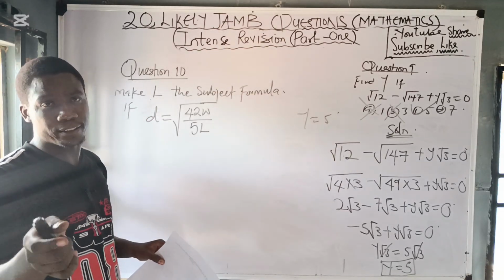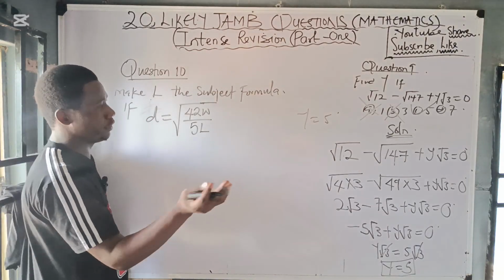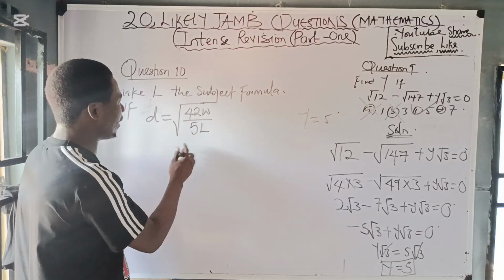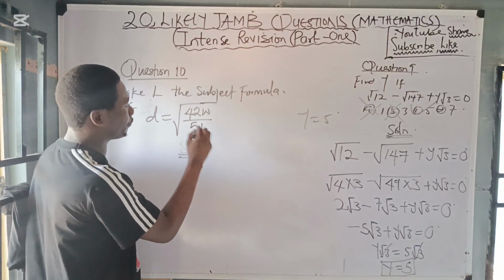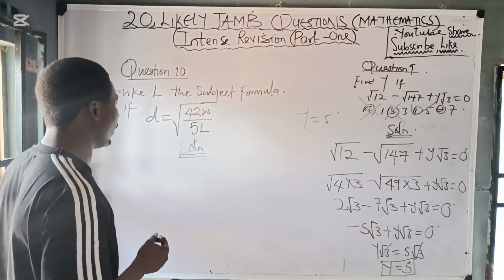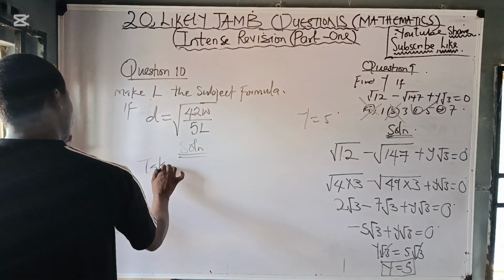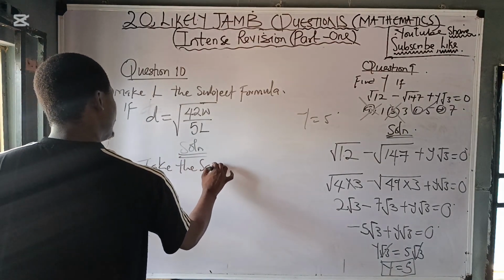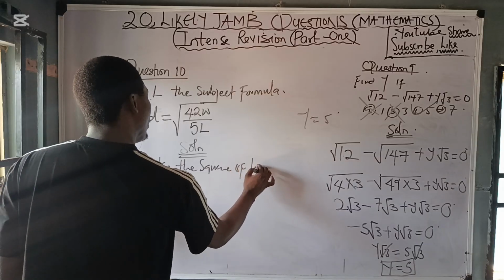Okay? Now, let's solve this. Very easy. Whenever you have a square root in a change of subject formula, you must square both sides to eliminate the square root. So the first thing to do is to take the square of both sides.